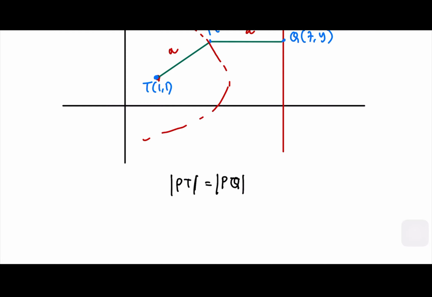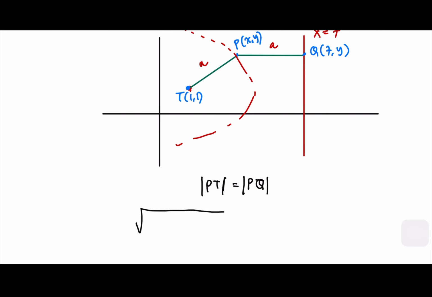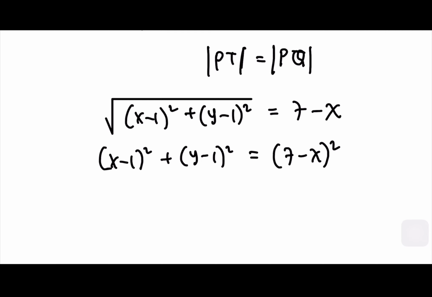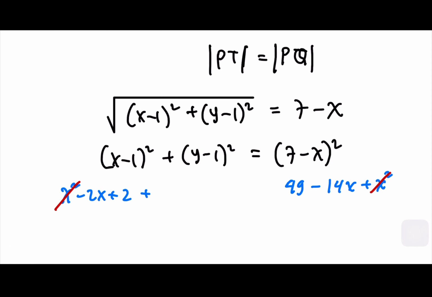So PT equals PQ. For PT, the distance formula, I hope you still remember the distance formula, or if not, you can just use the triangle and Pythagorean theorem. It is equal to PQ. PQ is 7 minus x. We can solve this. Try to square both sides and we have this. And then we can solve. Let me solve the x first. This will cancel, and the middle one, the y squared, is not too difficult there.